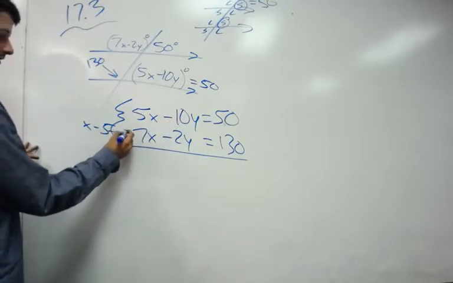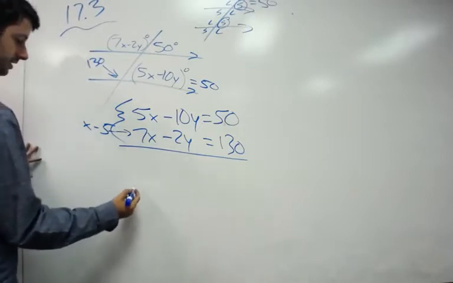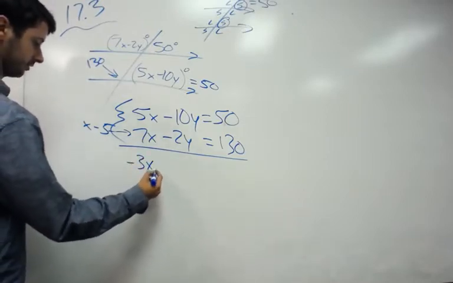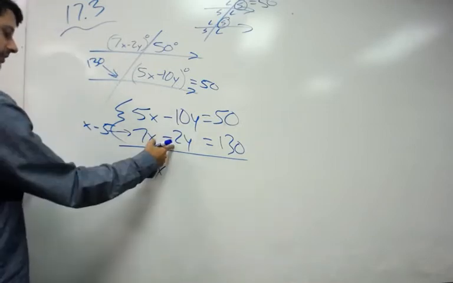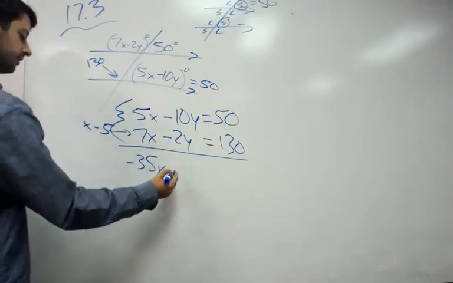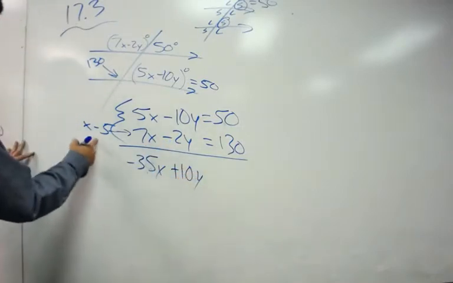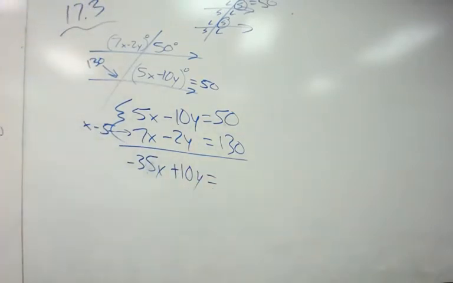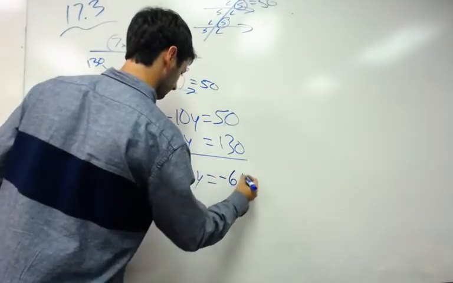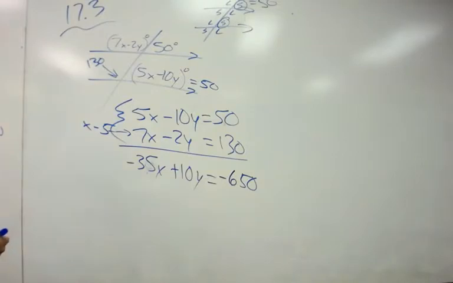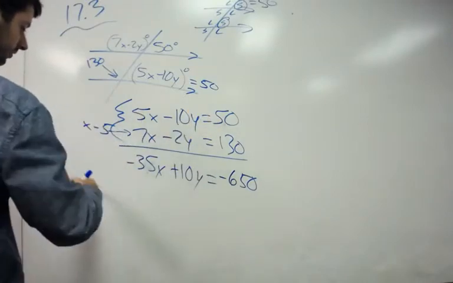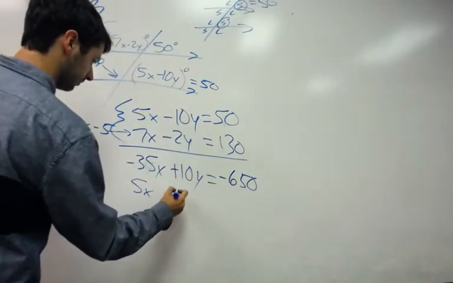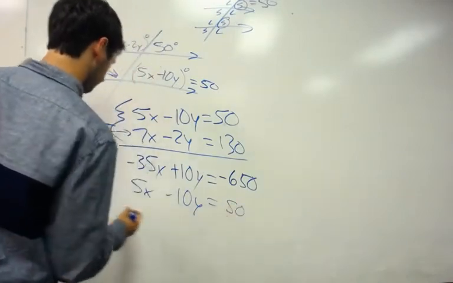-5 times 7x is negative 35x. -5 times -2y is positive 10y. -5 times 130 is negative 650. So we just switched this equation. Now I'm going to bring this down under it. 5x minus 10y equals 50.